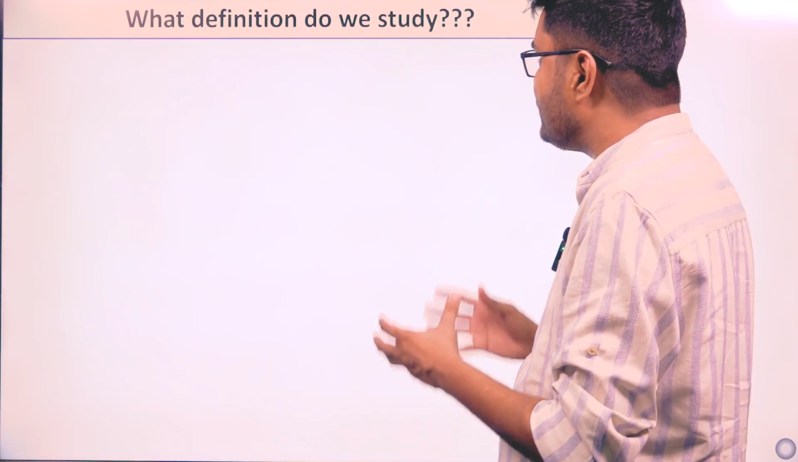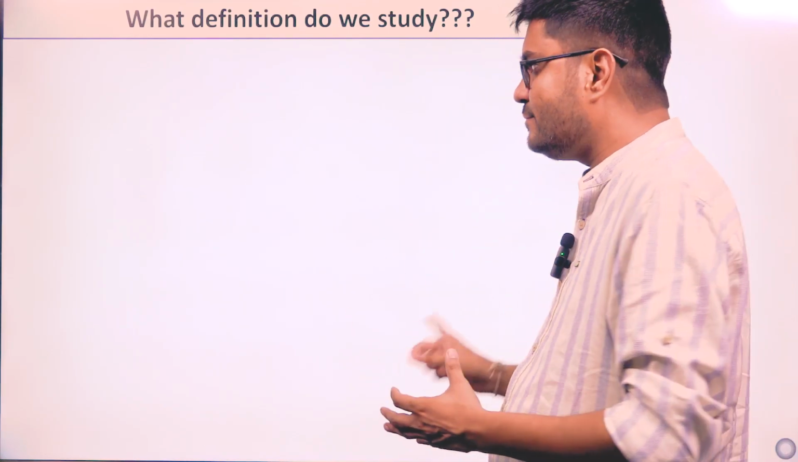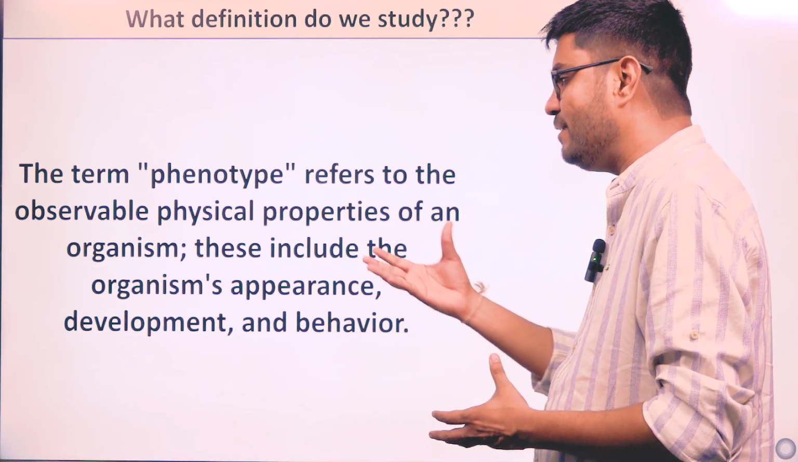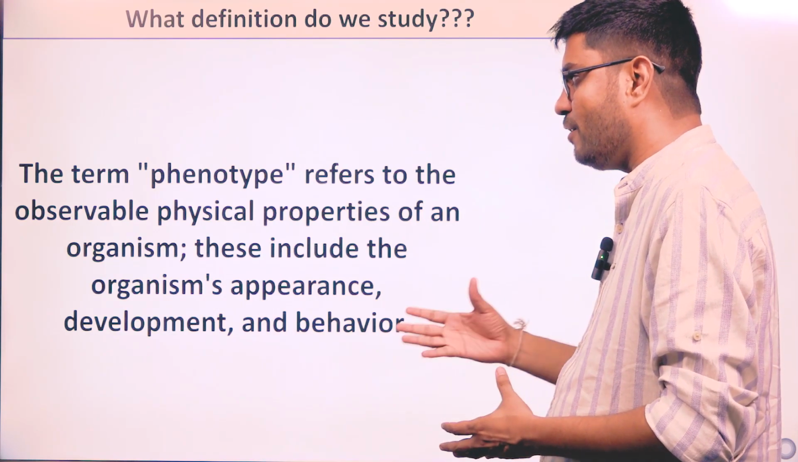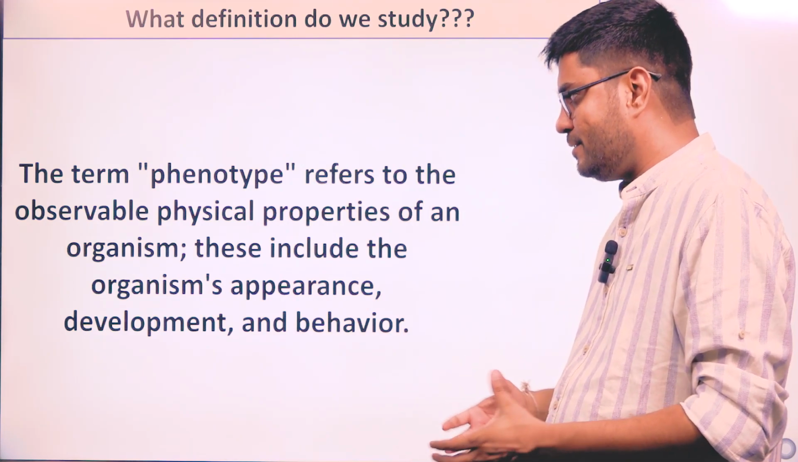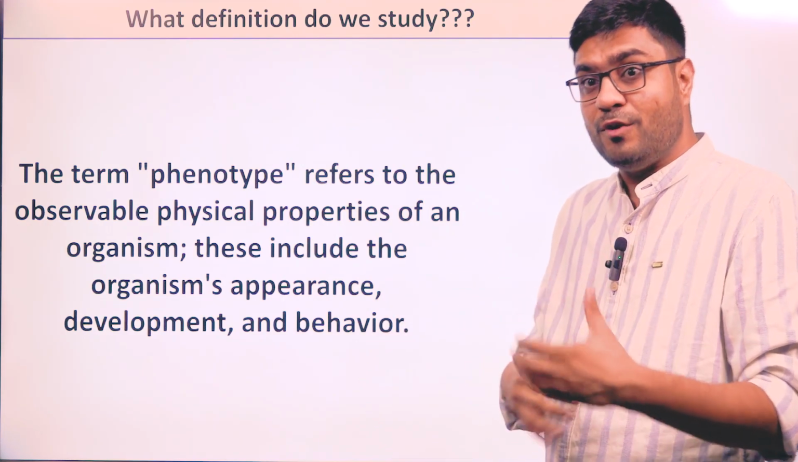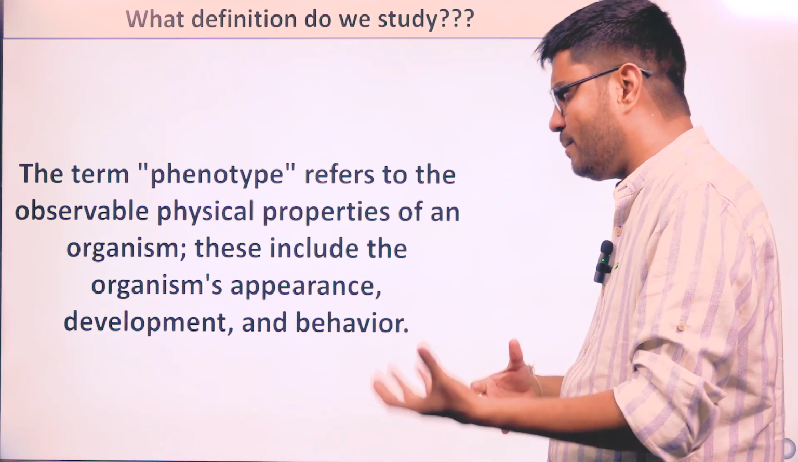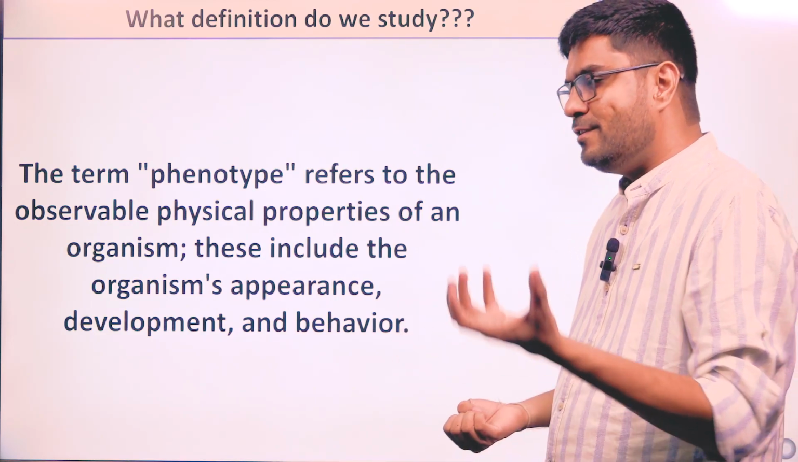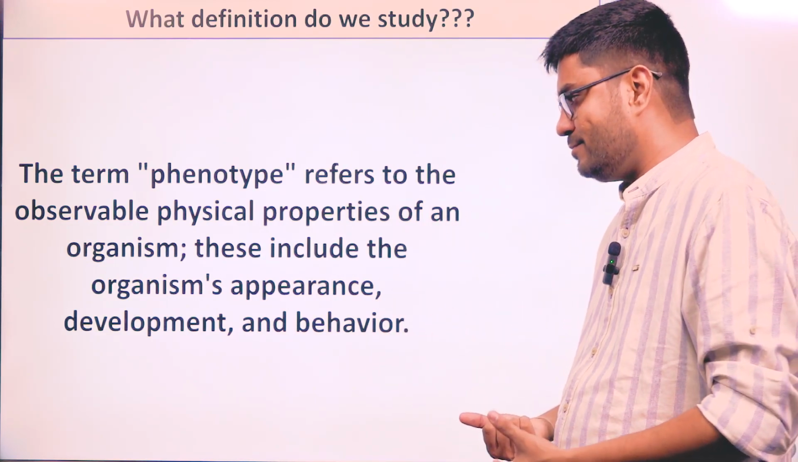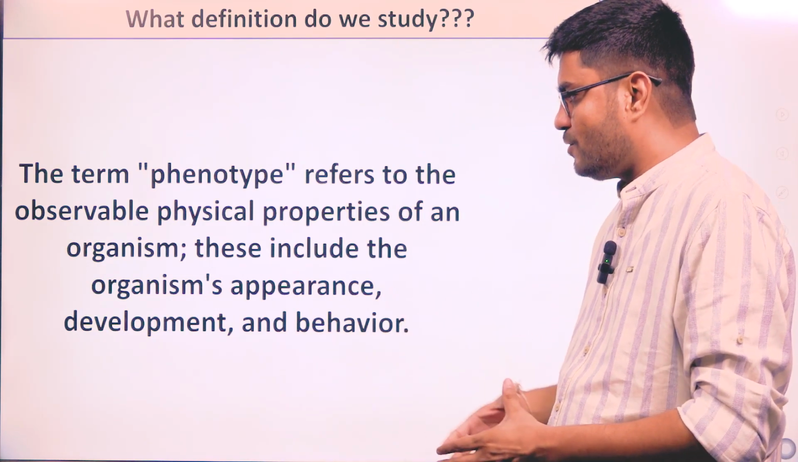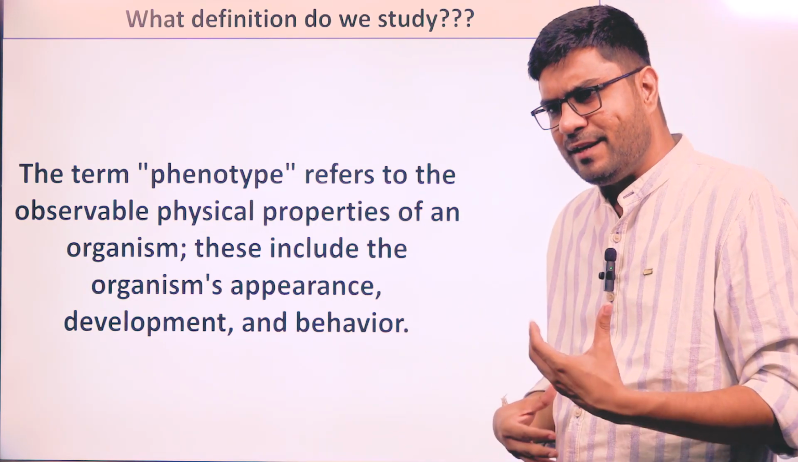So what definition do we study generally for phenotype? The statement says the term phenotype refers to observable physical properties of an organism, or you can say how an organism is looking. What are the properties which you can see from outside? What are the physical properties? These include the organism's appearance, of course. The short definition of phenotype is also the external appearance of the organism, and it also includes developmental and behavior characteristics.